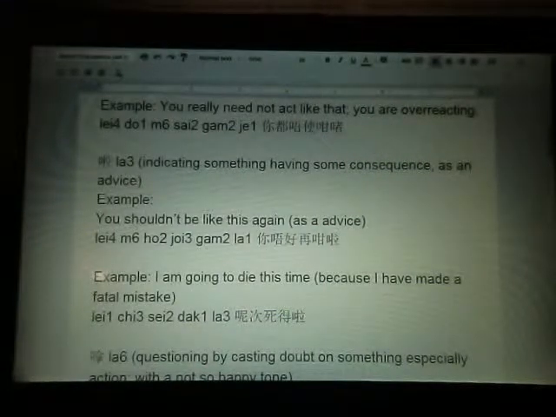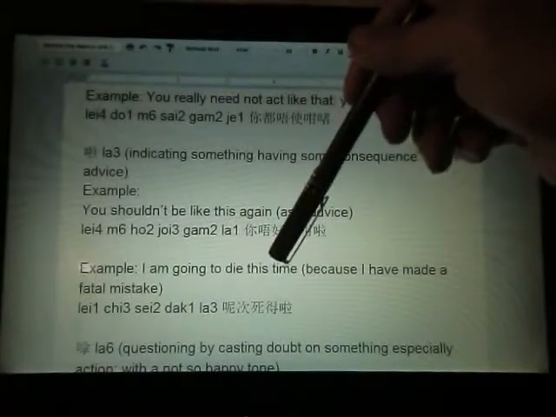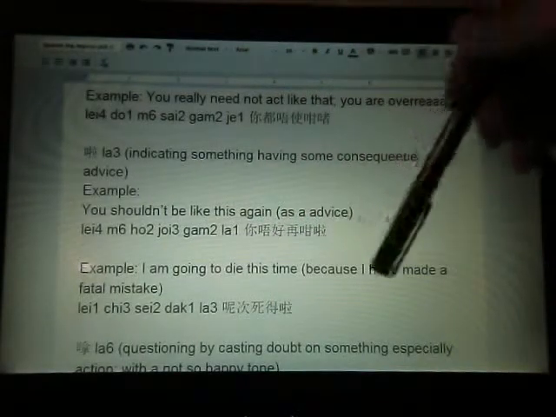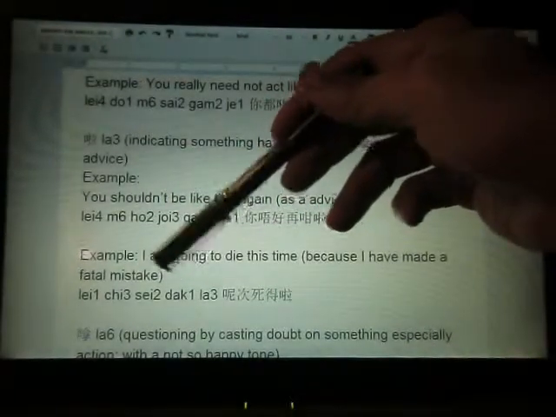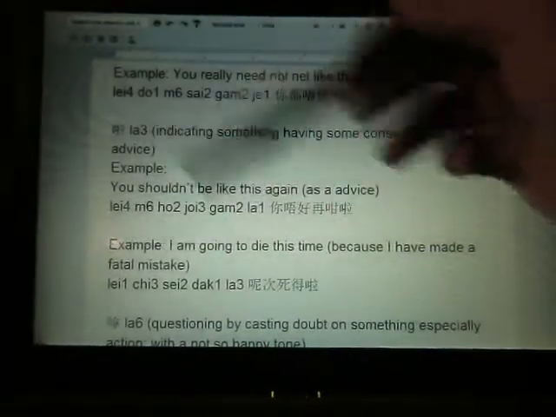Right, so you're not too happy, but then you try not to exaggerate. Okay, so in other words, it's just an advice. As another example, I am going to die this time. So in other words, you have committed some serious mistake, and this time you're going to die. Okay, so it's a consequence of some serious mistakes.